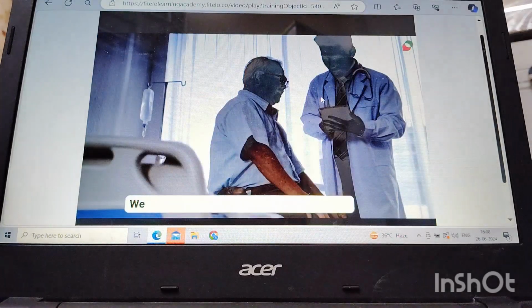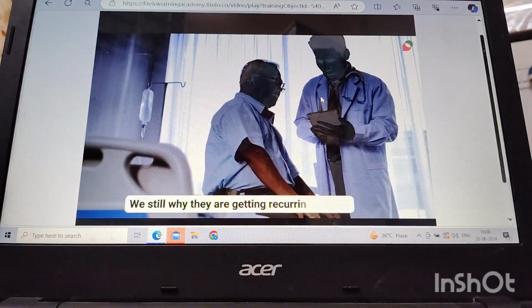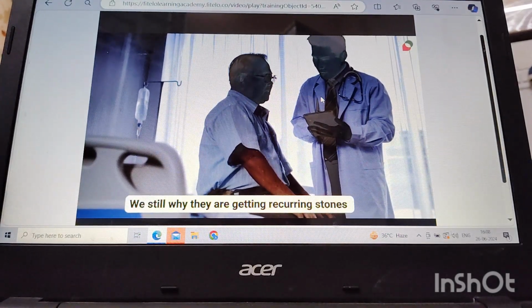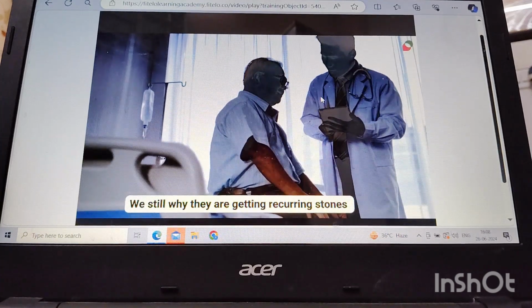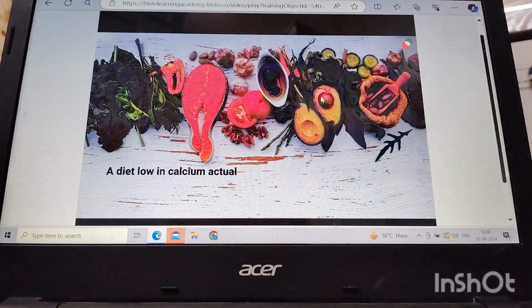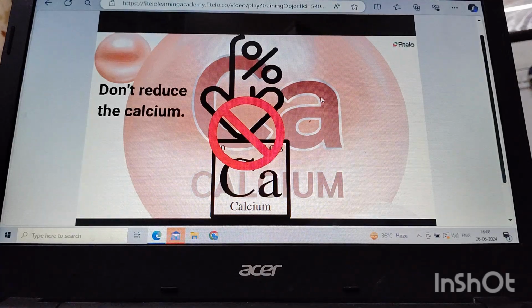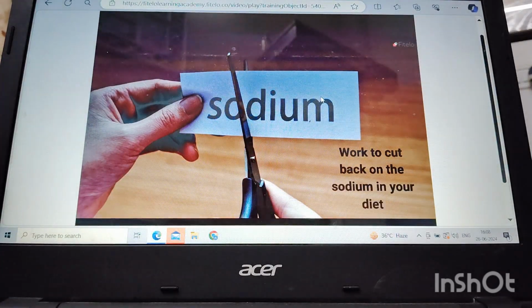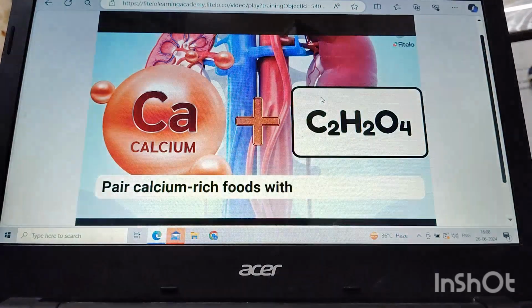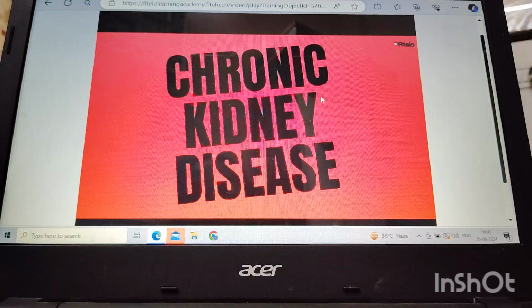We still see patients who wonder why they are getting recurring stones despite cutting down on their calcium intake. Even we had patients say that their doctors told them to reduce their calcium intake. A diet low in calcium actually increases one's risk of developing kidney stones. Don't reduce the calcium. Work to cut back on sodium in your diet and to pair calcium-rich foods with oxalate-rich foods. Now, the third important disease which we will be discussing is chronic kidney disease.